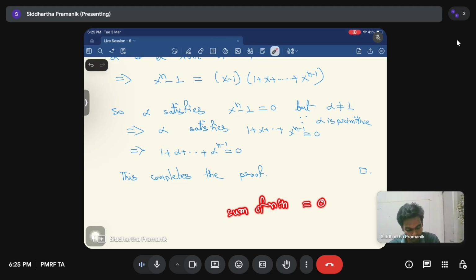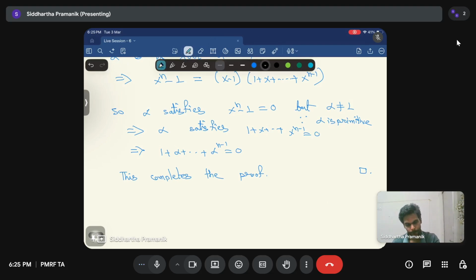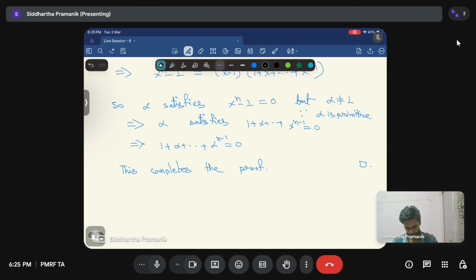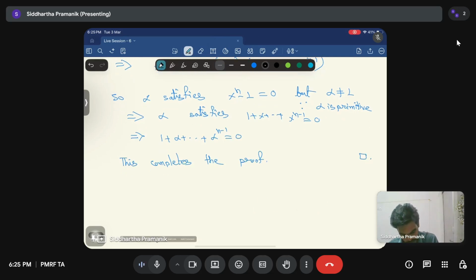But instead of the sum, what will happen if we take the product? So that is also a valid question, right? So what will be the product of all nth roots of unity? So this is the second problem.